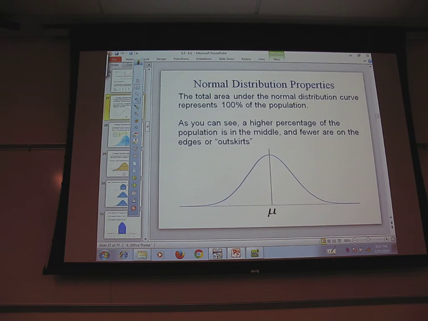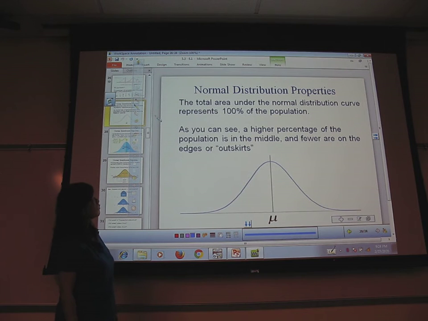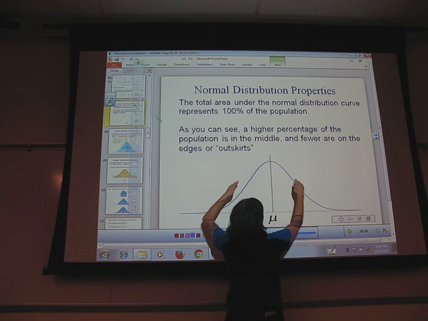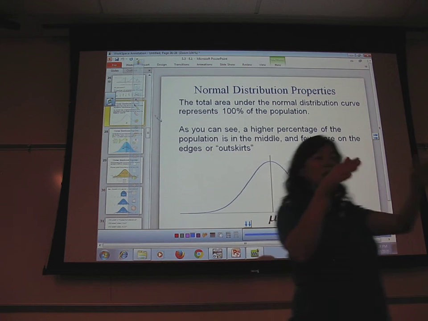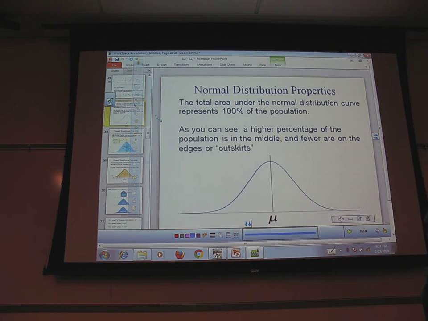Now, here's some properties of normal distributions. Ashley, go. Normal distribution properties. The total area under the normal distribution curve represents 100% of the population. As you can see, a higher percentage of the population is in the middle, and fewer are on the edges or outskirts. So mostly in the middle, fewer as you get out to the outskirts. So most of the population is right smack dab in the middle. And then the outliers, there's fewer as you get towards the outliers, right?